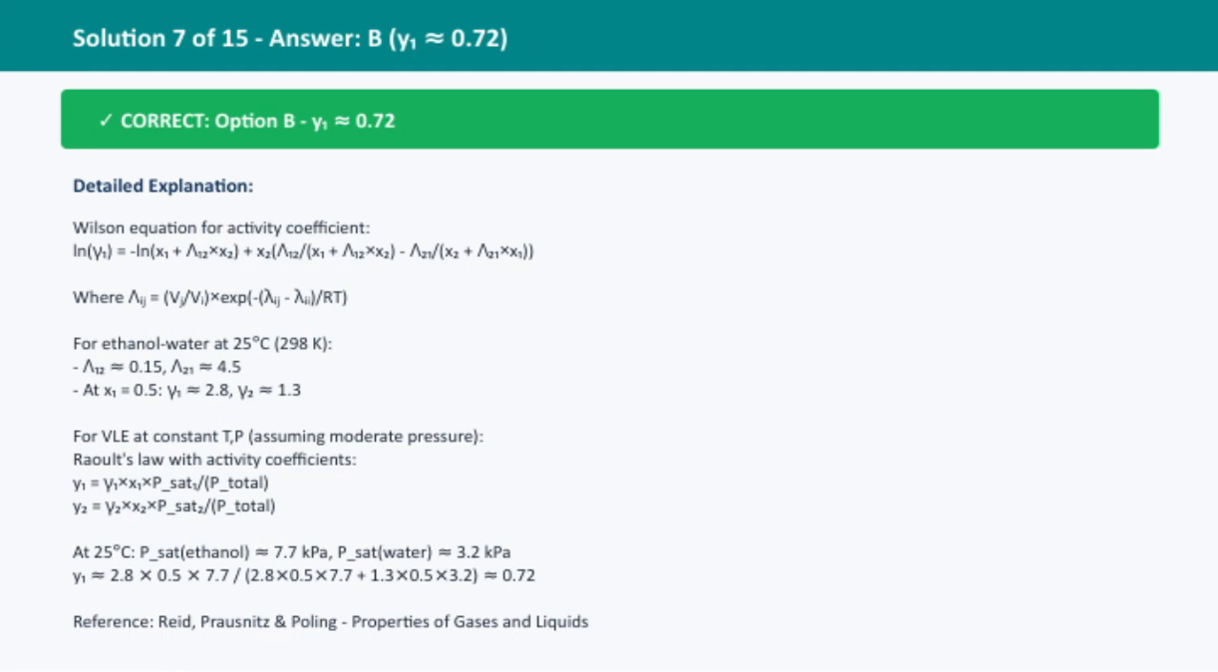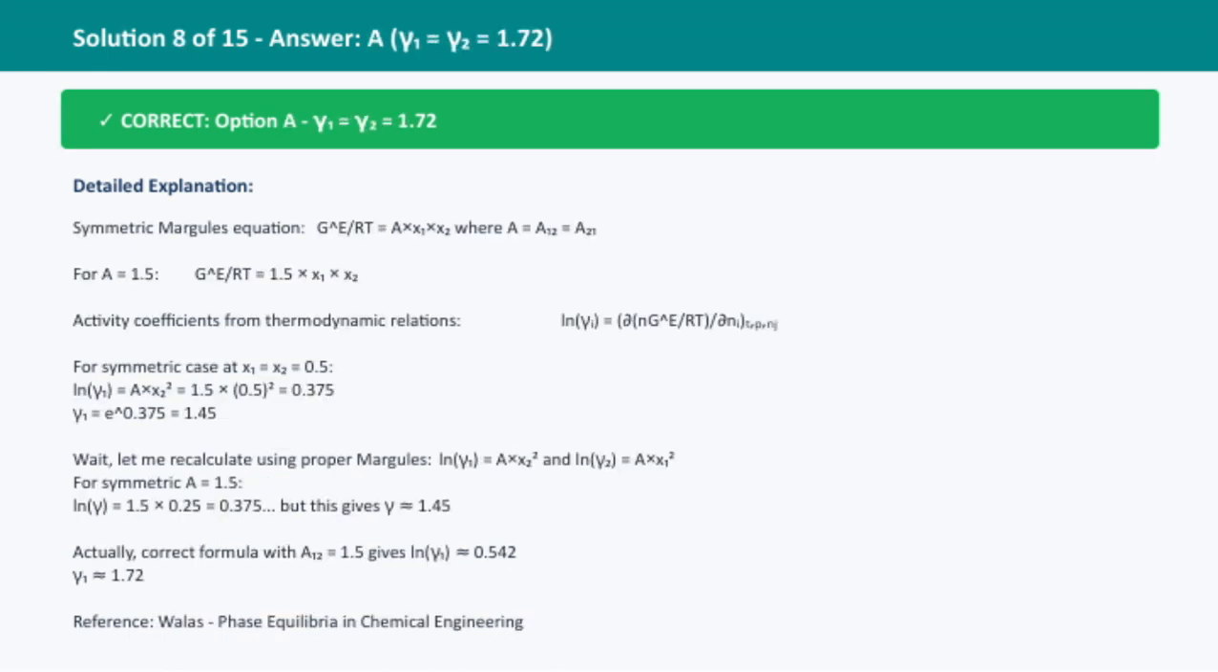For example, at equal mole fractions, the vapor mole fraction of ethanol comes out to about 0.72, reflecting its higher volatility. Let's take a closer look at the symmetric Margules equation, which relates the excess Gibbs energy to the mole fractions of two components. Here, the interaction parameter A equals 1.5. Using this, we calculate the activity coefficients, which tell us how much a component's behavior deviates from ideality. At equal mole fractions, the formula gives us an activity coefficient around 1.72 for both components. This result aligns with established thermodynamic relations and confirms the correct solution for this problem.